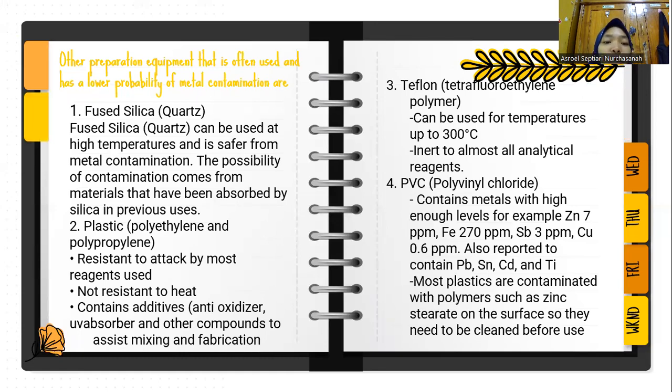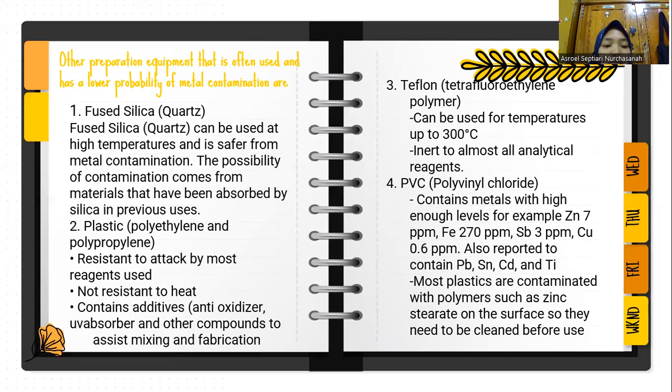Other preparation equipment that is often used and has a lower probability of metal contamination is fused silica quartz. Fused silica quartz can be used at high temperature and is safe from metal contamination. The possibility of contamination comes from material that has been absorbed by the silica in previous use.